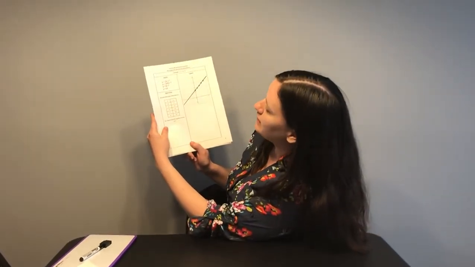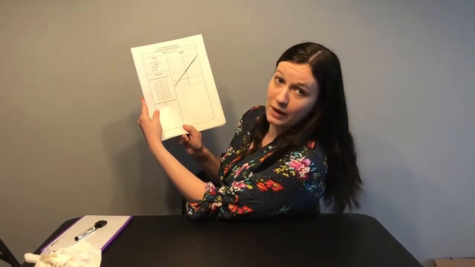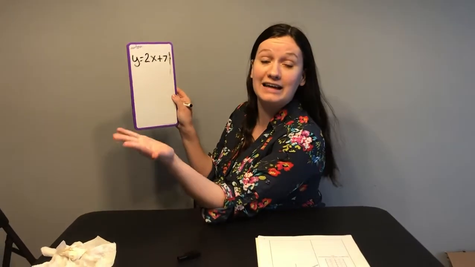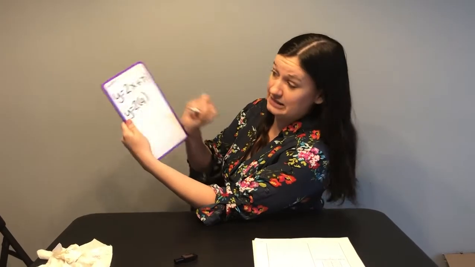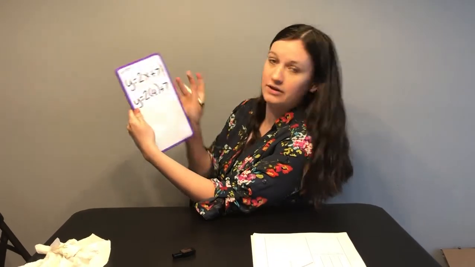So let's try some of these. How do we solve linear equations? Here's the first one. Y equals 2x plus 7. So let's write that out. Y equals 2x plus 7. Now, in my first example, I gave you that x equals 4. So y equals 2, we put 4 in for x, plus 7.